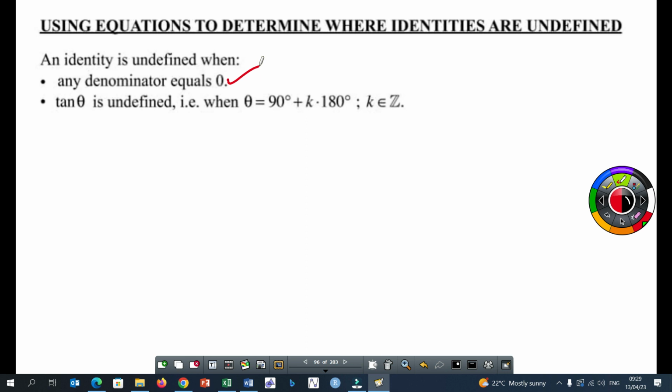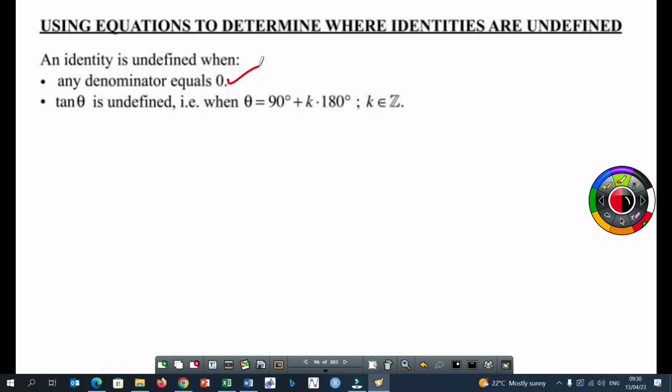Because if you remember, on a tan graph, at 90 degrees, there's an asymptote. At 270, there's an asymptote. If you go to the negative side, which is what we are going to do in this grade, the negative side of the x-axis, you get minus 90 an asymptote, minus 270 an asymptote. Then you start adding 180: minus 450 an asymptote. Then you carry on and so on.